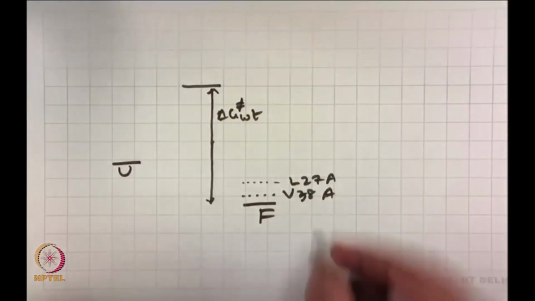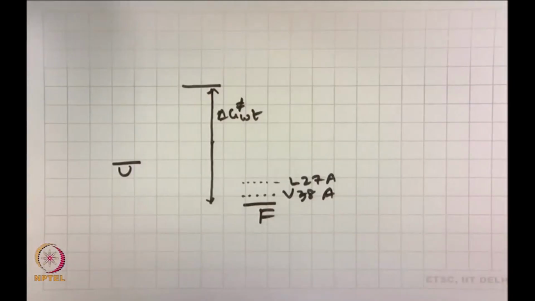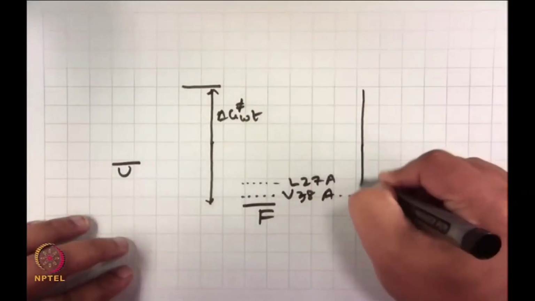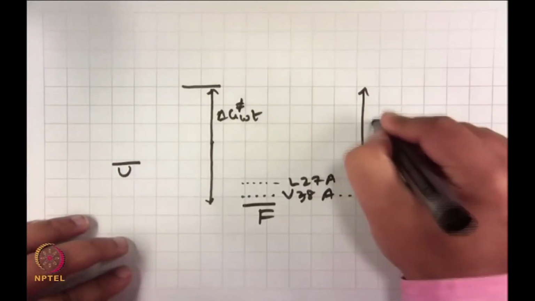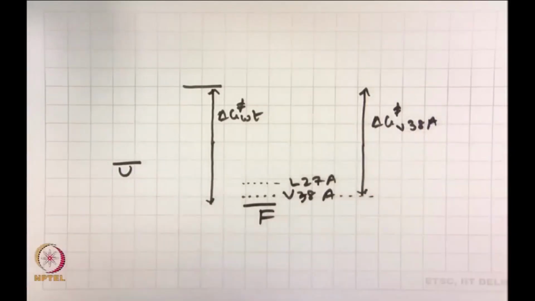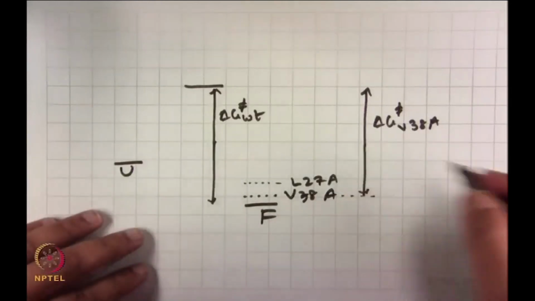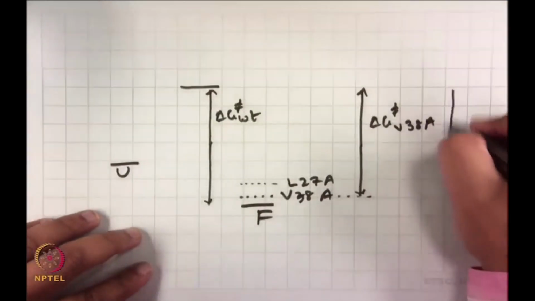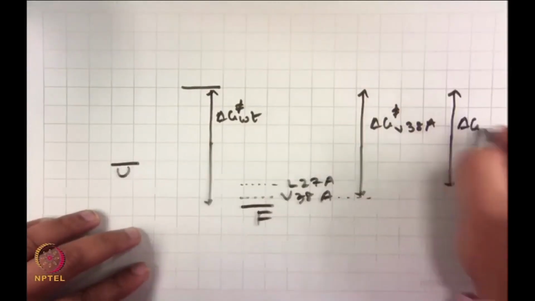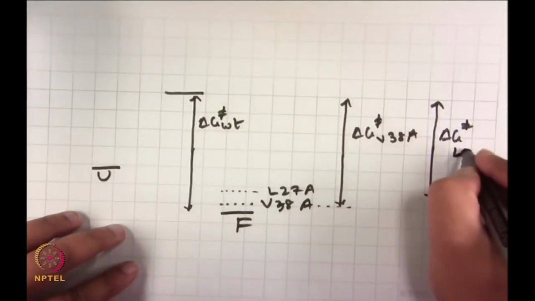Okay. Now, when you are going to V38A, say if this is V38A, this would be delta G dagger V38A. So, what has happened? Already the energy difference between your transition state and the folded state has decreased. Okay. So, now if you go to L27A, what will happen? It would be further decreased. So, delta G dagger L27A.